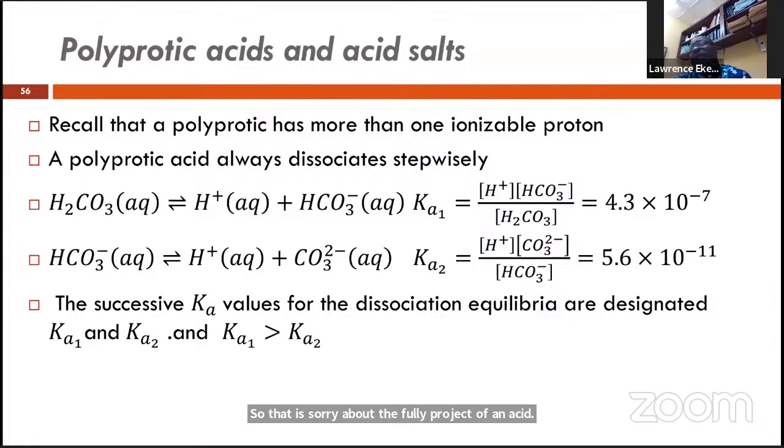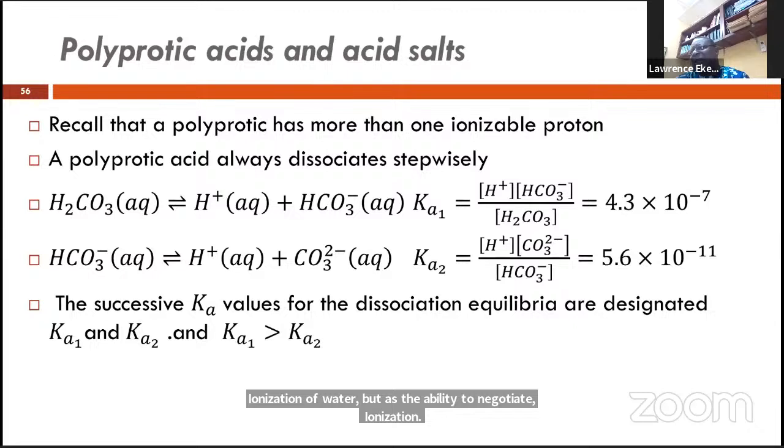Then we equally went further to talk about the auto-ionization of water, that water has the ability to undergo self-ionization. And so we said that water can function as an acid and can function as a base.